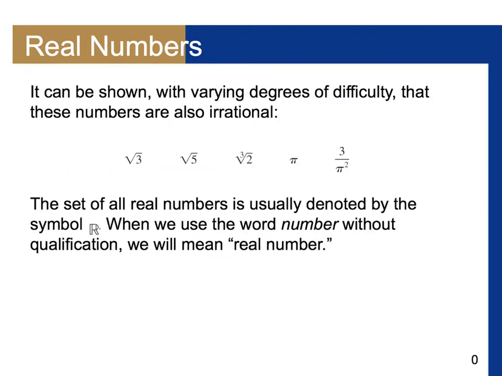So here's some other examples of irrational numbers. We have square root of 3, square root of 5, cube root of 2, pi. Anything involving an irrational number in adding, subtracting, multiplying, dividing also results in getting an irrational number. We'll talk about irrational numbers by example.